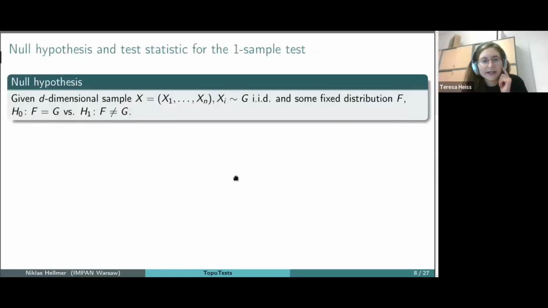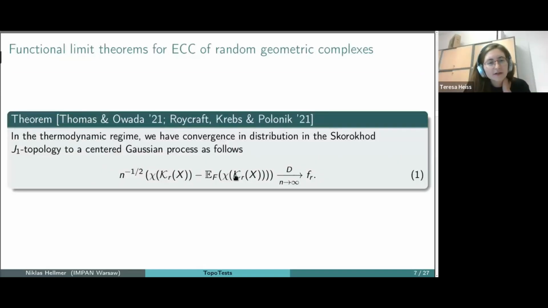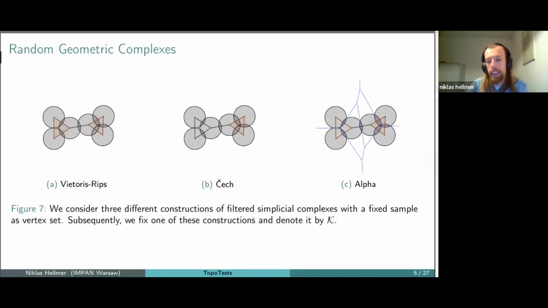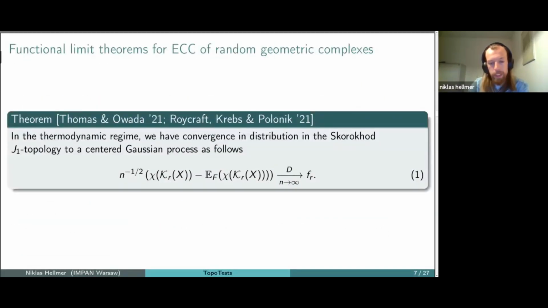Sorry to interrupt you here. I think I missed the notation K_R. What does this stand for? Oh, K_R. Oh, sorry. This was any fixed choice. So it can be Vietoris-Rips at scale R. It can be Čech at scale R. Or it can be alpha at scale R. Yeah. Perfect. Thank you. So we just have to fix this, and then we denote it by K. Thank you for asking. Okay.